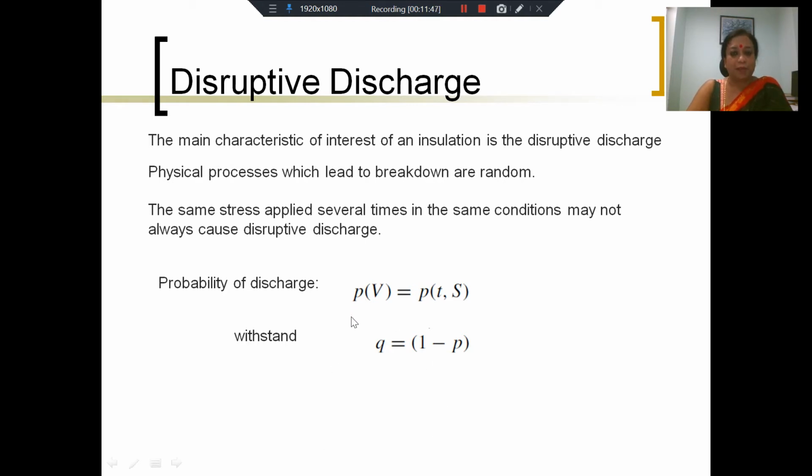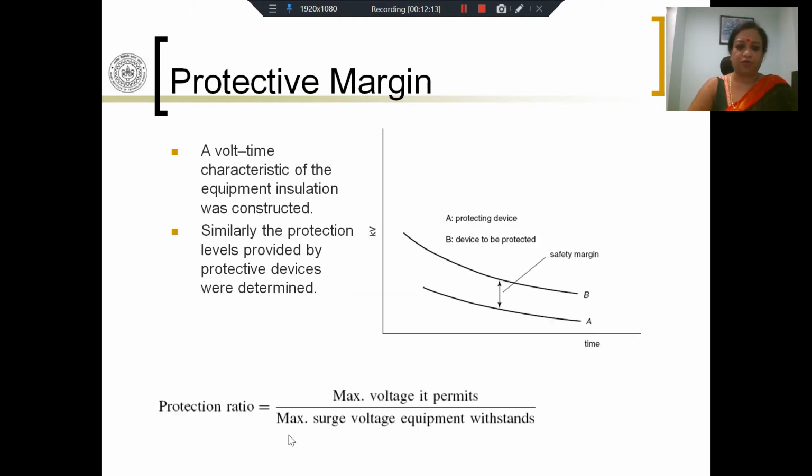Whenever we talk about the probability, we also need to talk about the probability of withstand. So probability of failure at voltage V has a corresponding probability of withstand. And the probability of withstand Q is of course obtained from 1 minus P. So either it has to fail or it will not fail. These are the two events, so they have to add up to probability unity. So if you know the probability of failure at a certain voltage, you also know the probability of withstand at that particular voltage.